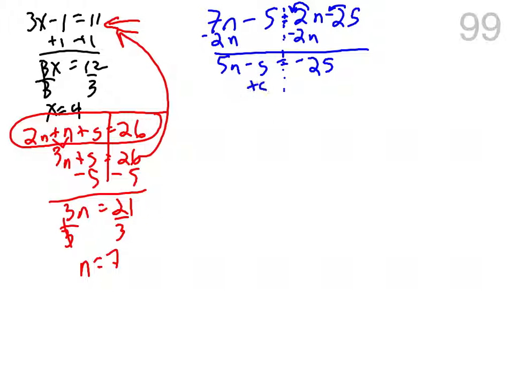Now, I just solve as normal, because now it looks like a two-stepper. 5n equals, now negative 25 and positive 5 is negative 20.